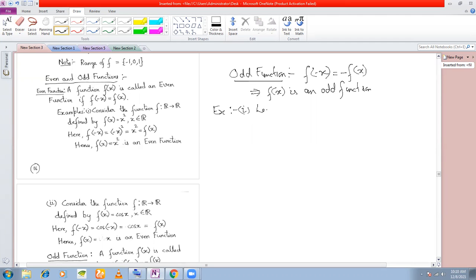Number one, let's say I give you f(x) is equal to x cube. So you want to check whether this is even or odd. You find out f of minus x. You replace x by minus x. So you get minus x whole cube. Now if you see minus x cube, this is a minus sign and f(x) is equal to x cube. So you can write it as minus f(x). So what you see is f of minus x is equal to minus f(x). So therefore we say that f(x) is an odd function.